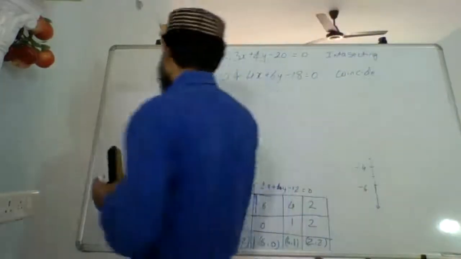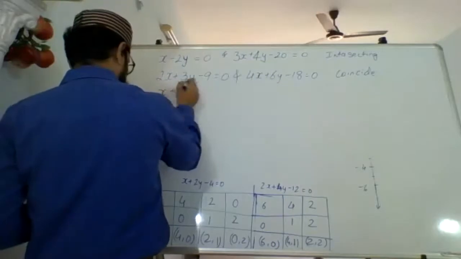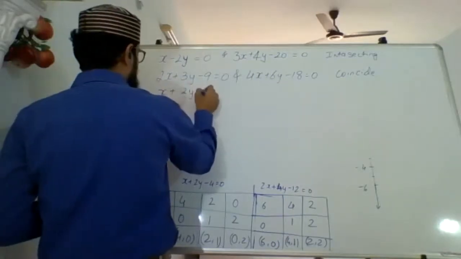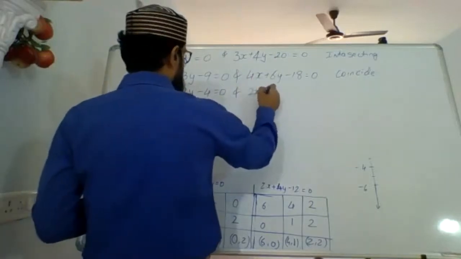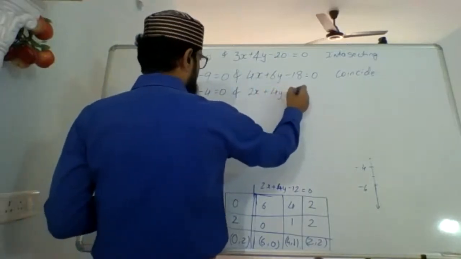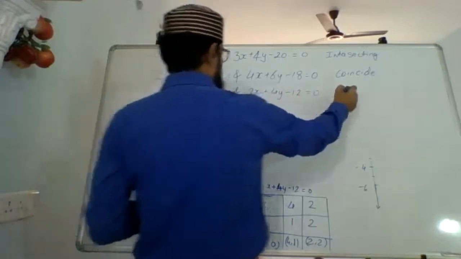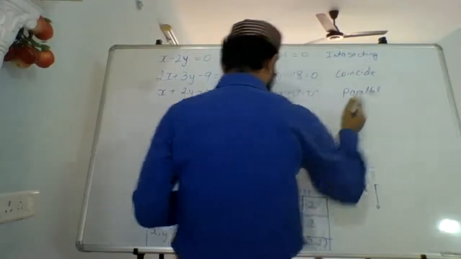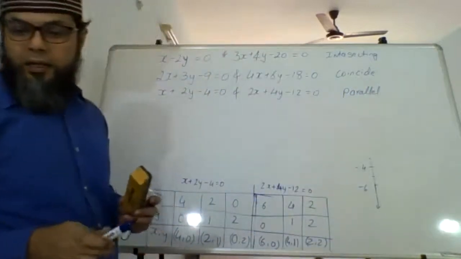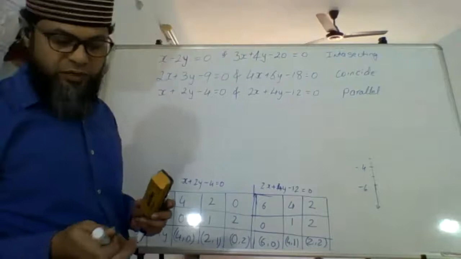Today we have seen x plus 2y minus 4 equals 0 and 2x plus 4y minus 12 equals 0, and the lines are parallel. This is what we have seen.